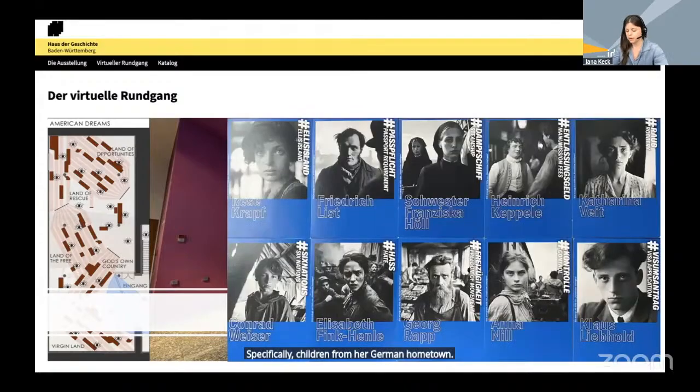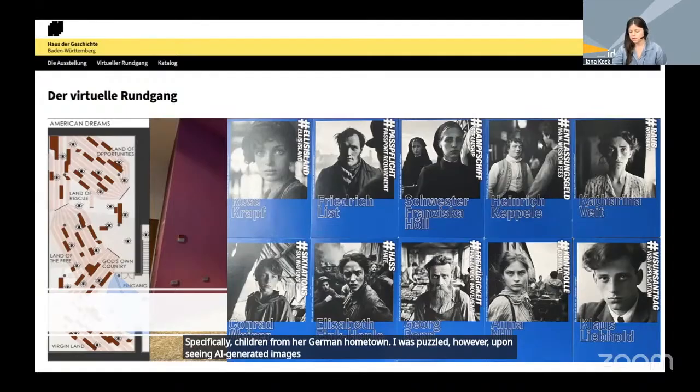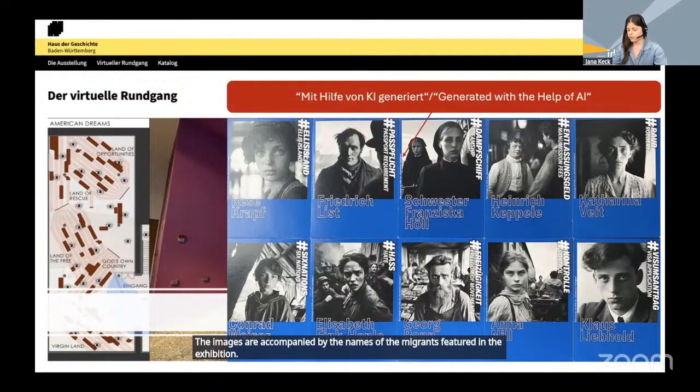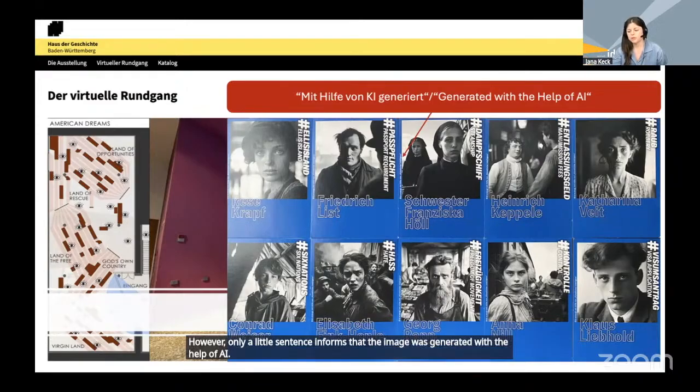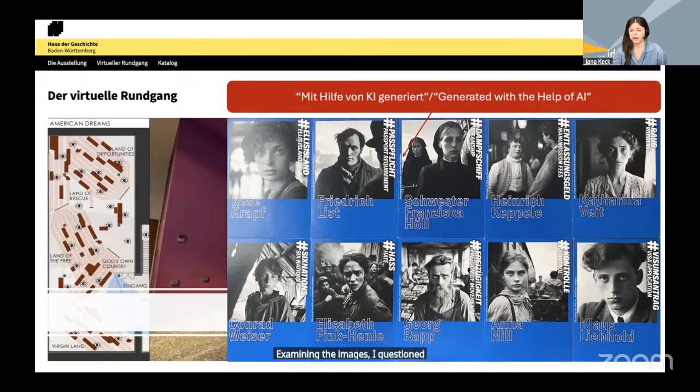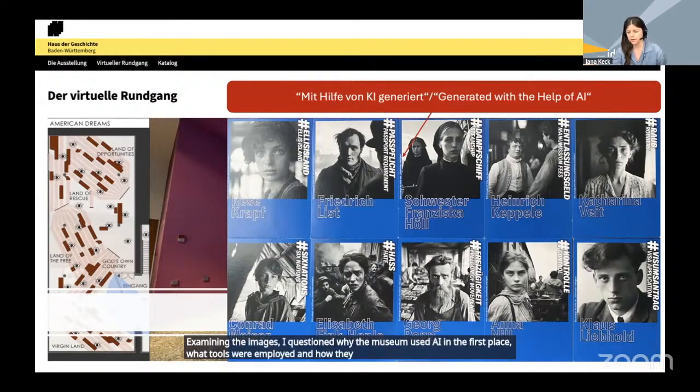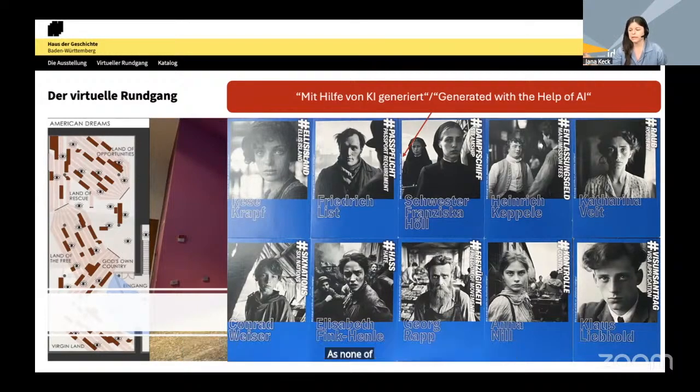I was puzzled, however, upon seeing AI-generated images that were printed on postcards, which you can see here. The images are accompanied by the names of the migrants featured in the exhibition. However, only a little sentence informs that the image was generated with the help of AI. Examining the images, I questioned why the museum used AI in the first place, what tools were employed, and how they implemented and documented them, as none of this information was accessible anywhere in the museum space.